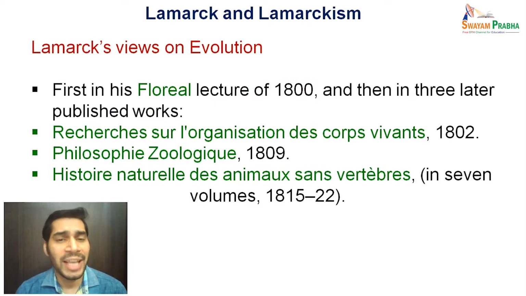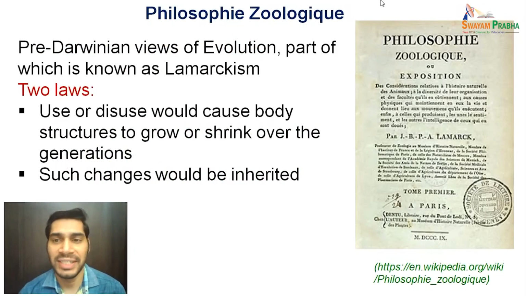Lamarck's views on evolution have been published in these books particularly. For the first time, he used this in a lecture in 1800, and then he published the evolution views in 3 books as narrated here. Particularly, we will focus on the Philosophie Zoologique, which he published in 1809, wherein he discussed the pre-Darwinian view of evolution. As you can see here, this is the cover page of Philosophie Zoologique. The pre-Darwinian views of evolution which he presented in this book are termed Lamarckism.